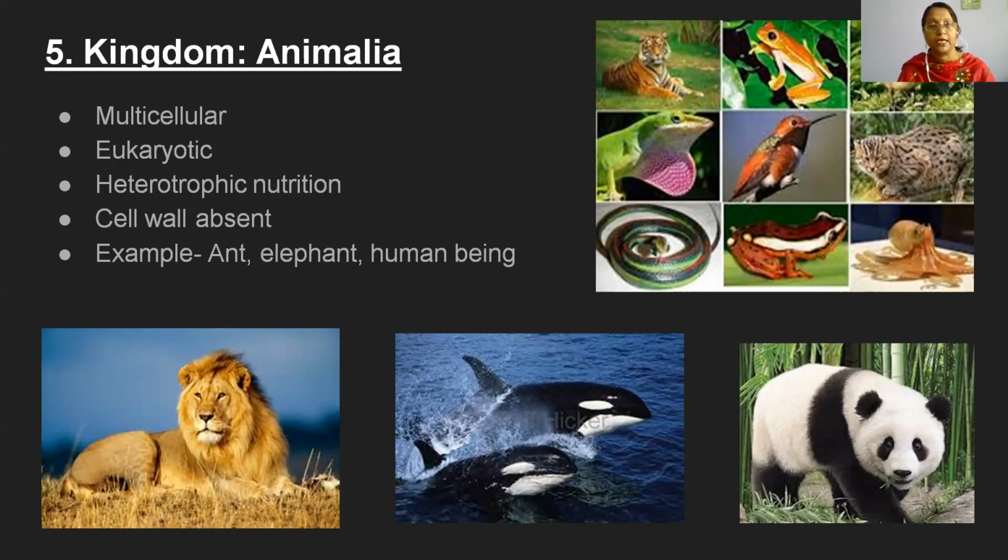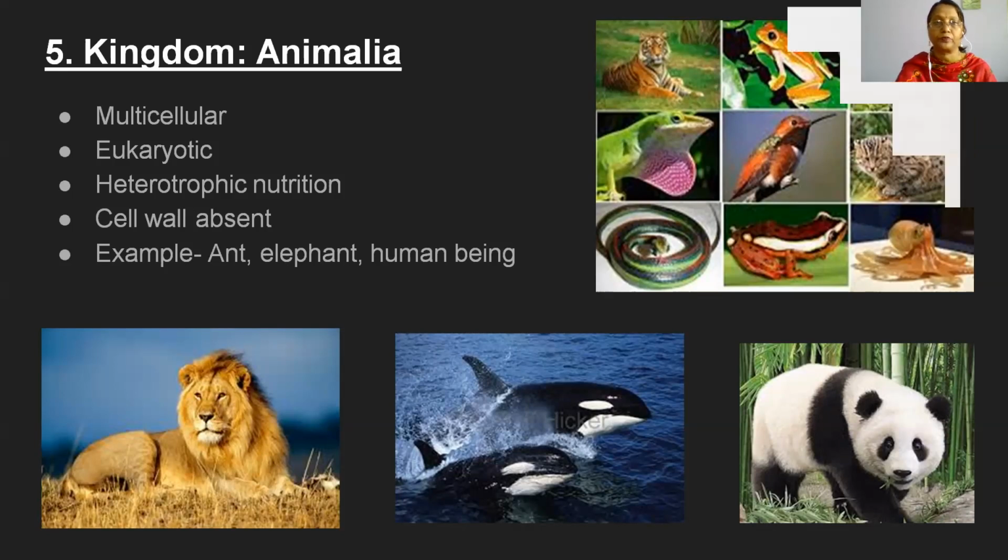Here the cell wall is absent. And all the animals like ant, elephant, human being, all the birds, all the reptiles, all the amphibians, fishes, they come into this group. Now it will be very clear from the picture.